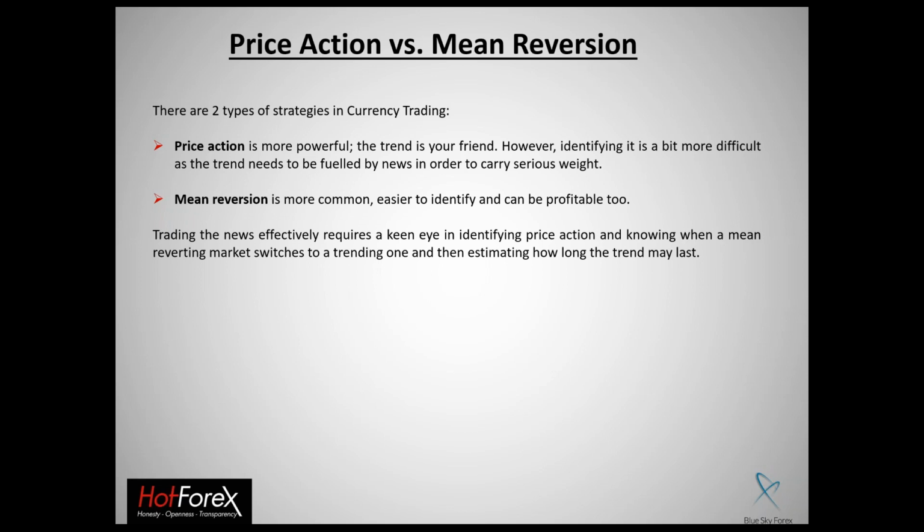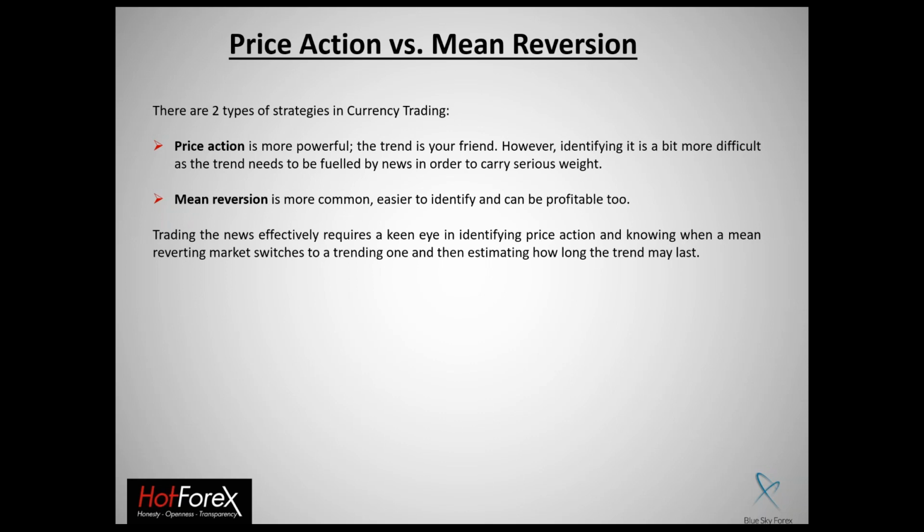Identifying it is a bit more difficult, and this is because you have to be aware of the news that is hitting the market. You have to understand what is behind the news, right? Behind the curtains, what's actually happening in the economics that is making the prices fluctuate so much.